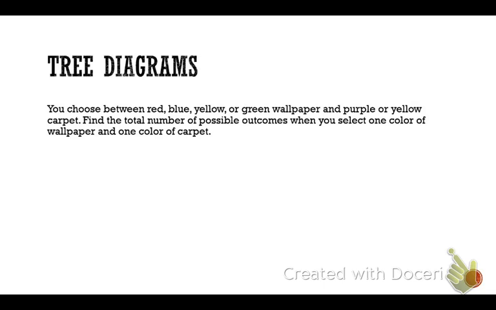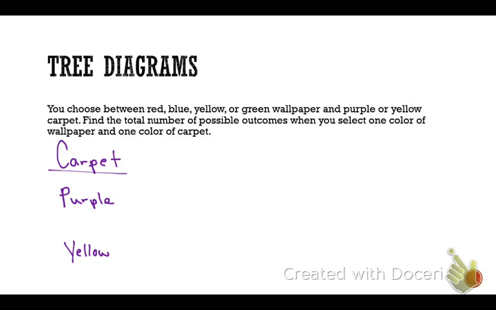All right, so how many categories do I have? 2. I have 2 categories. Which one, wallpaper or carpet, has the fewer options? Yes, carpet. So you go fewer to more, you start with carpet. What are my choices for carpet? Purple and yellow. And then in my second column, I'm going to go wallpaper.